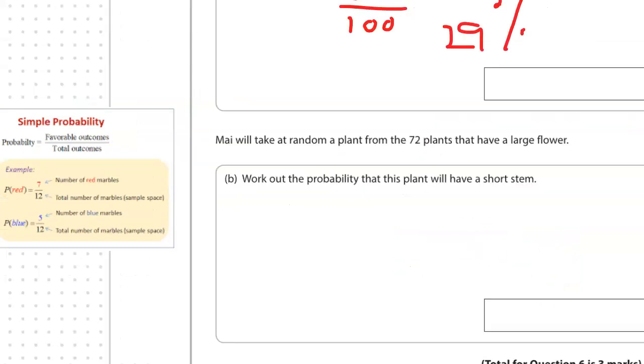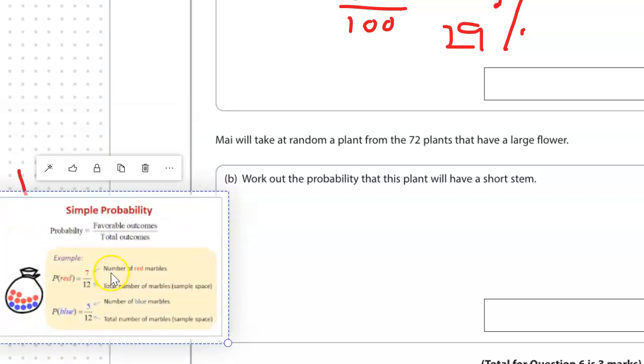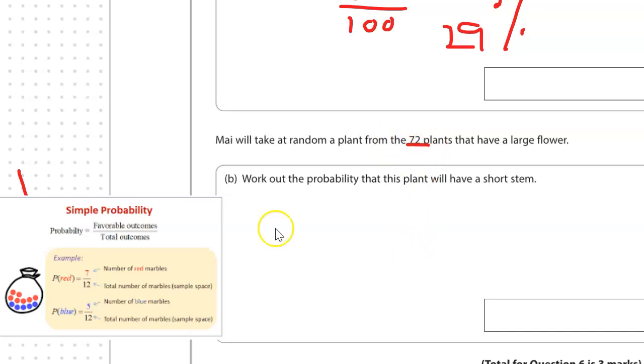Okay, let's have a look at the next question. May will take at random a plant from the 72 plants that have a large flower. Work out the probability that this plant will have a short stem. So again, using exactly the same method. Total outcomes this time, we'll do that first, is 72. So that would be the bottom number there.